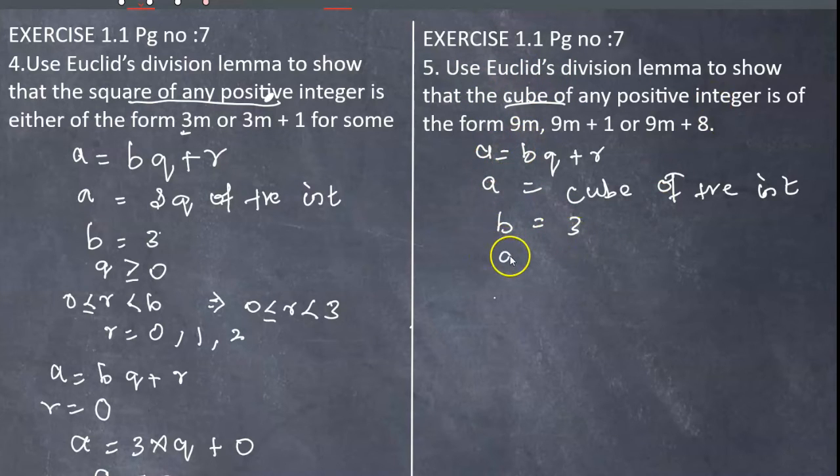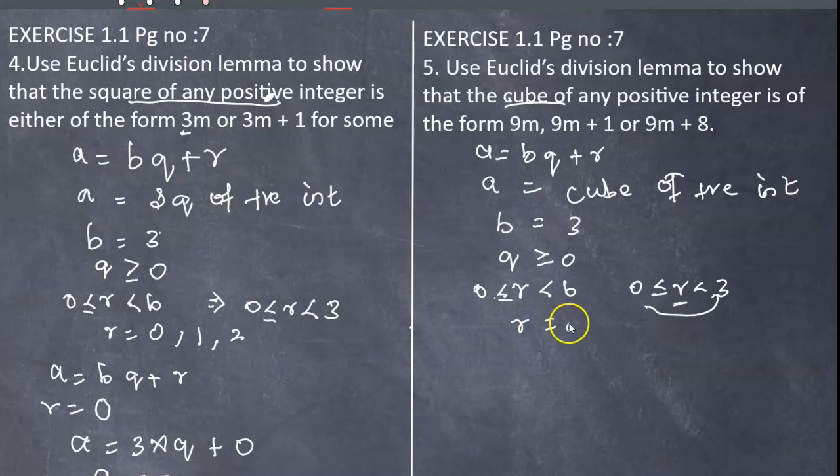And then q is always greater than or equal to 0. And r, we know that r will be greater than or equal to 0 and it will be less than b. Here b is 3. So 0 less than r less than 3. So r value will be between 0 and 3. So r equals 0, 1, 2. So these are the values. Now substitute the values in the equation.